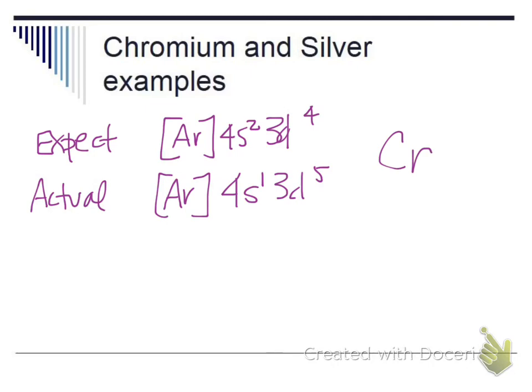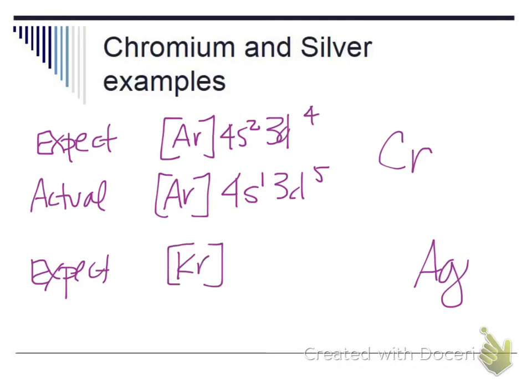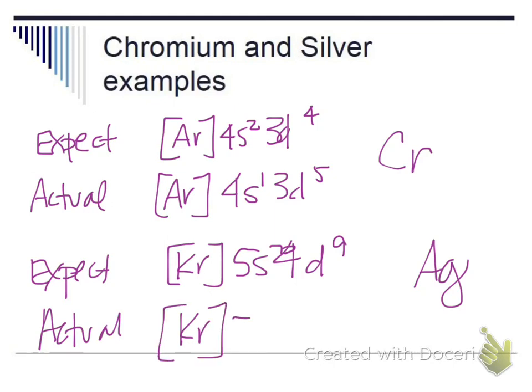If I was going to do, say, silver, which is Ag, I would expect what? Krypton 5s2 4d9. But what I actually have is krypton 5s1 4d10. So that one just does it a little bit differently.